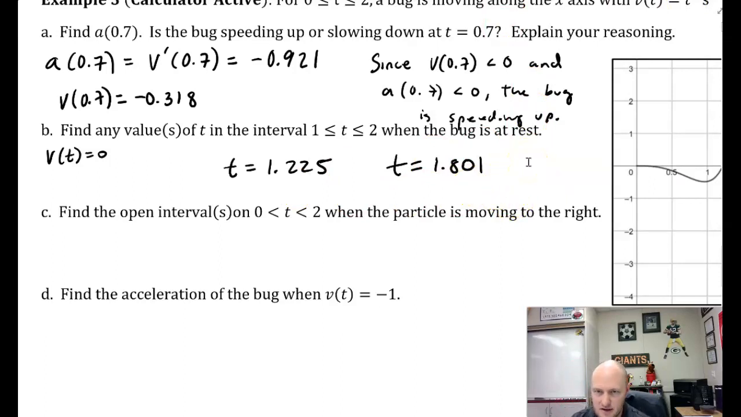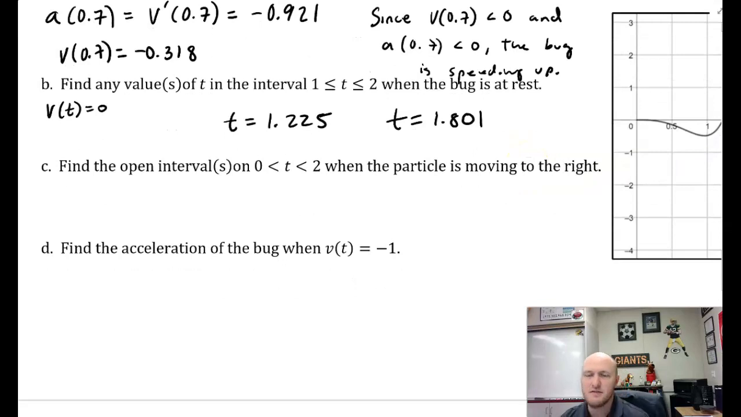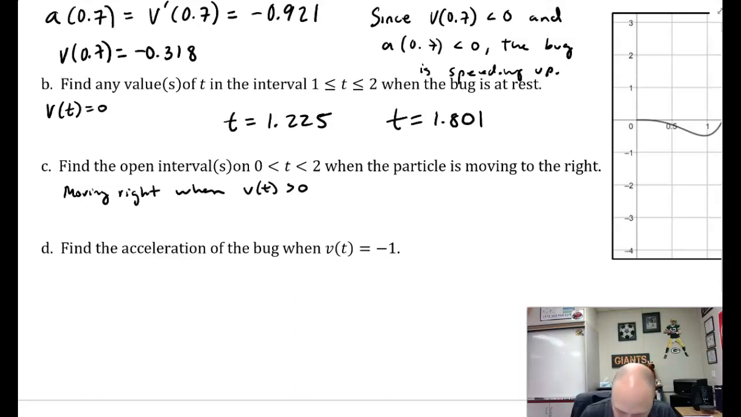The bug is at rest there. All right, C, find the open intervals on 0 to 2 when the particle is moving to the right. Okay, when a particle is moving to the right, when velocity is positive, moving right, when v of t is greater than 0. Okay, so on 0 to 2, where is it moving to the right?